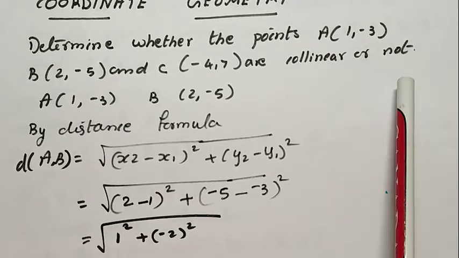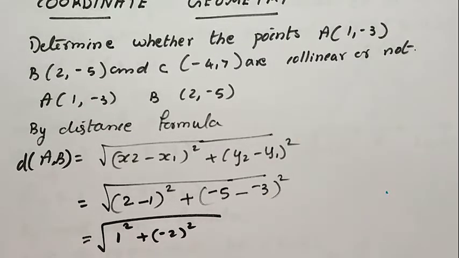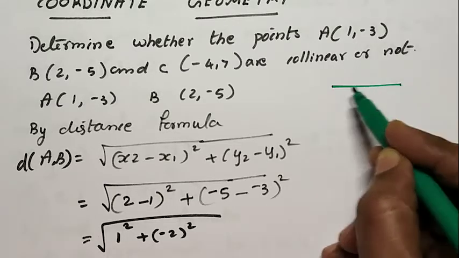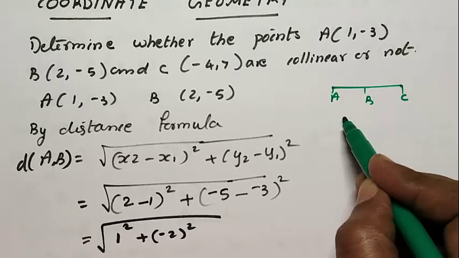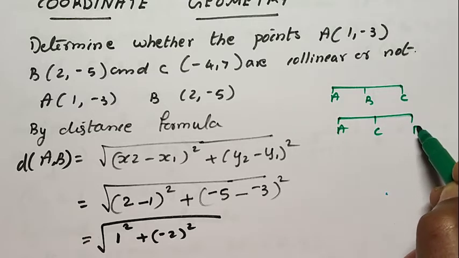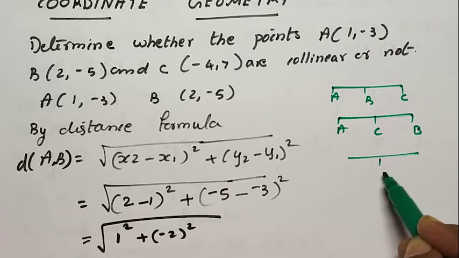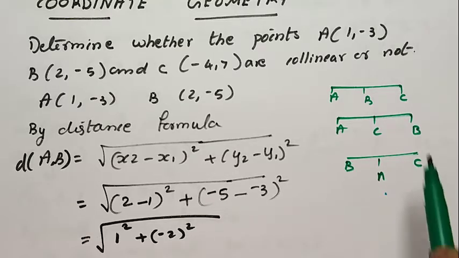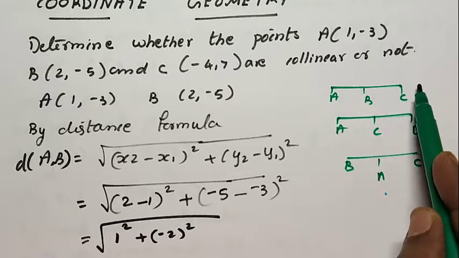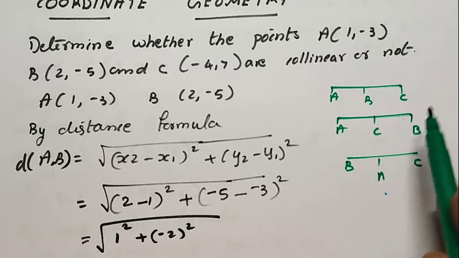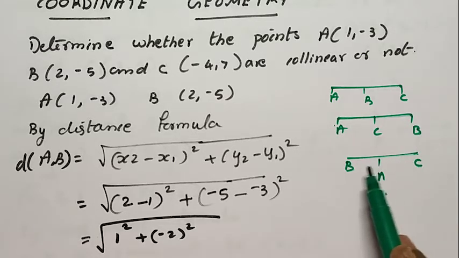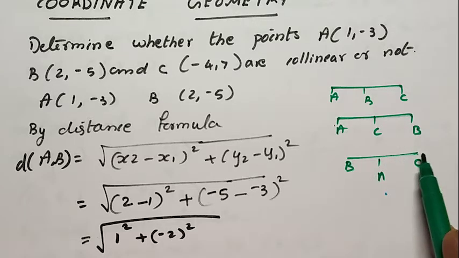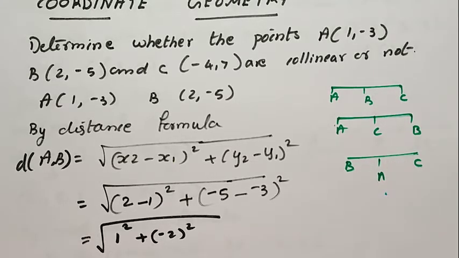So for that, what you have to do? By using the betweenness. What is betweenness? Betweenness means in a segment A, B and C, we call it B is in between A and C. Or we can say the same thing as A, C and B. Or A can be in between B and C. So if AB plus BC is equal to AC, then we say B is in between, so A, B and C are collinear. It can be AC plus BC is equal to AB, then also we say A, C, B are collinear. If AB plus AC is equal to BC, then also we can say all these points are collinear.